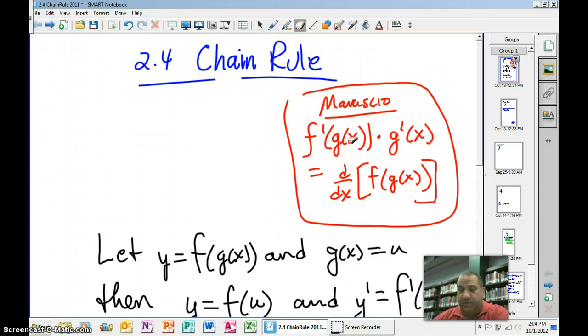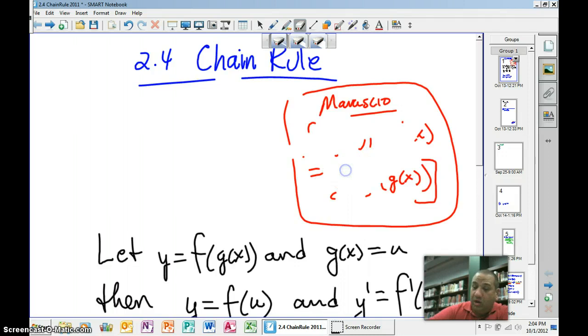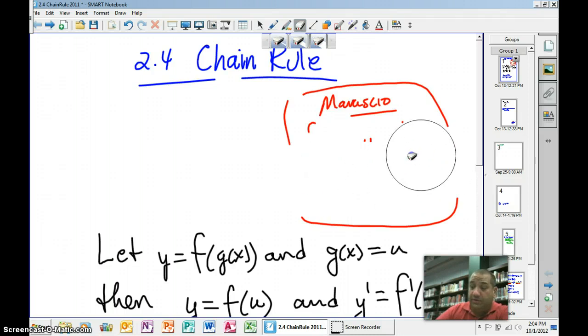We have f prime of g of x times g prime of x. It's usually written like this. Actually, let me show you. I'm going to ask you a way to write it. You need to know this definition. It comes up on the next test.